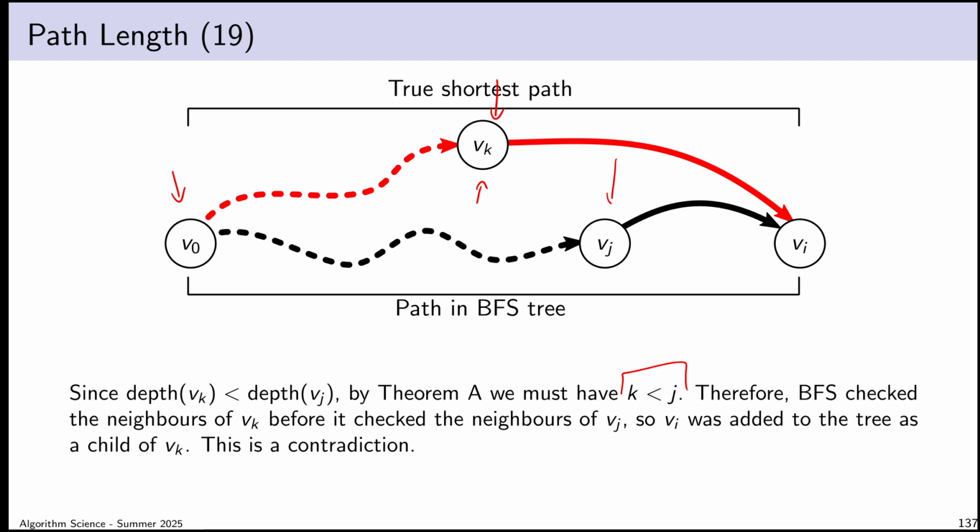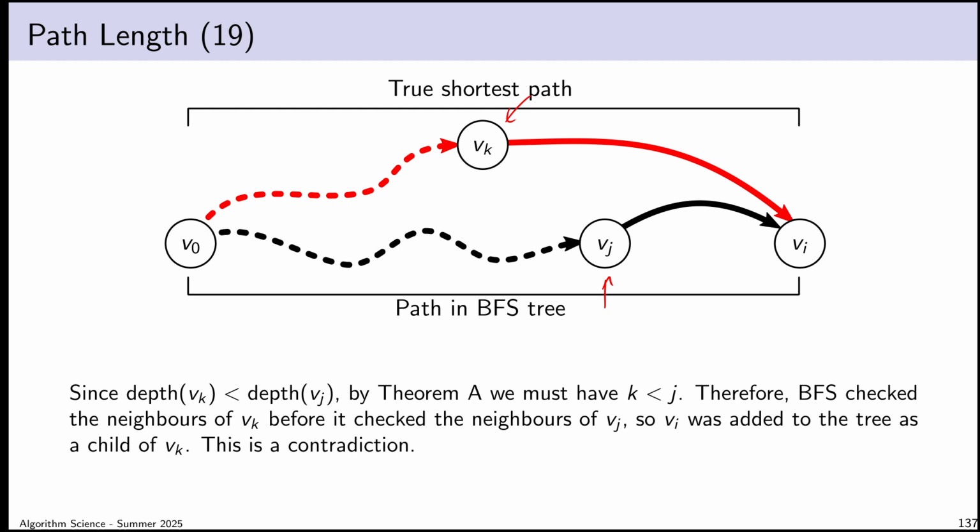This is a contradiction, though, because what that's telling us is if vk was added to the queue before vj, that means that the neighbors of vk were processed before the neighbors of vj. And if that was the case, then we would have brought in vi as a child of vk, not as a child of vj, and that's a contradiction. We already proved that vj and vk aren't the same vertex, and we just said that vj is the parent of vi. And then we proved by other means that vk has to be the parent of vi. These can't both be true.